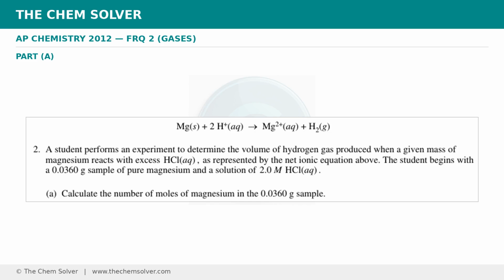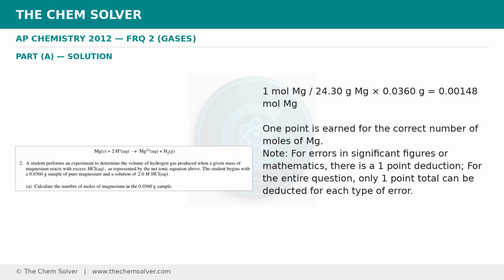Calculate the number of moles of magnesium in the 0.0360 gram sample. 1 mole Mg / 24.30 grams Mg times 0.0360 grams equals 0.00148 moles Mg. 1 point is earned for the correct number of moles of Mg.